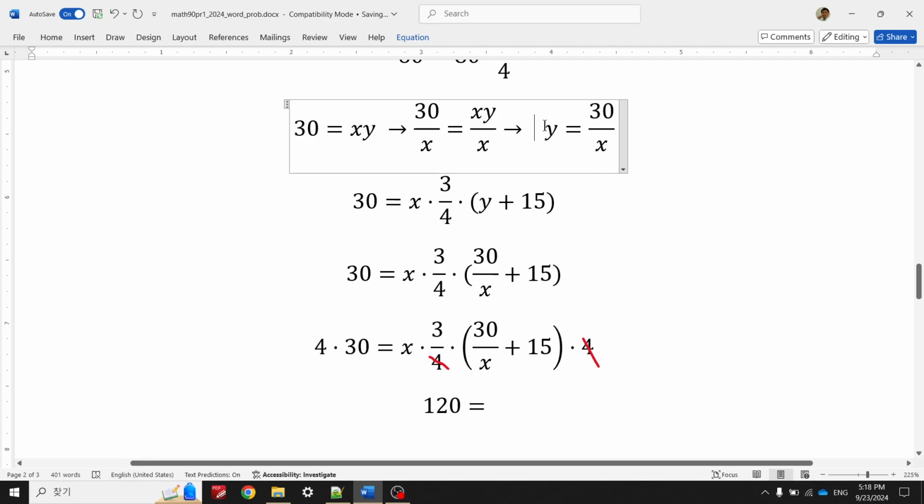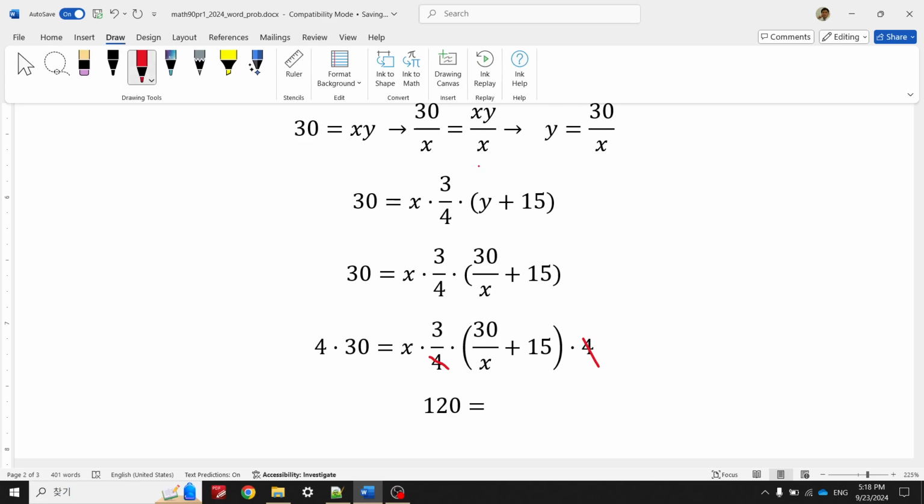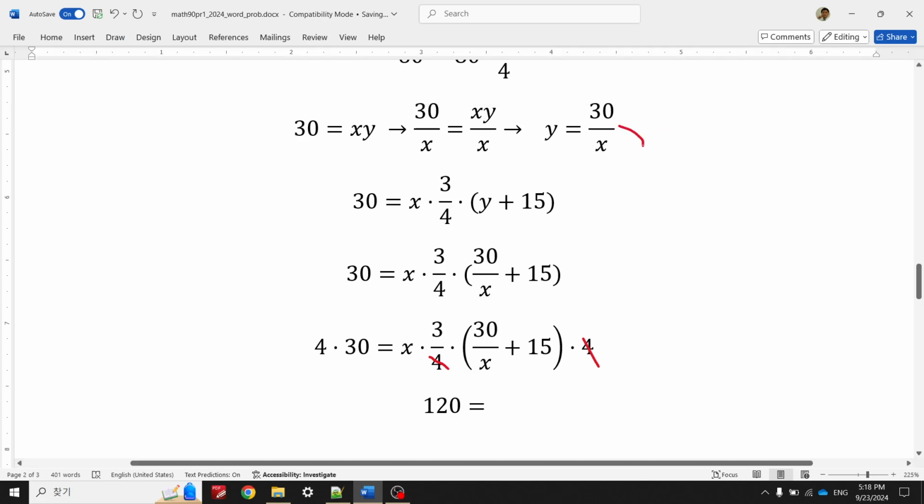Yeah. And what am I doing with that? I'm using this to be plugged into this equation right here. Yeah, so wouldn't it still be 30 over x? So this thing here goes in here.